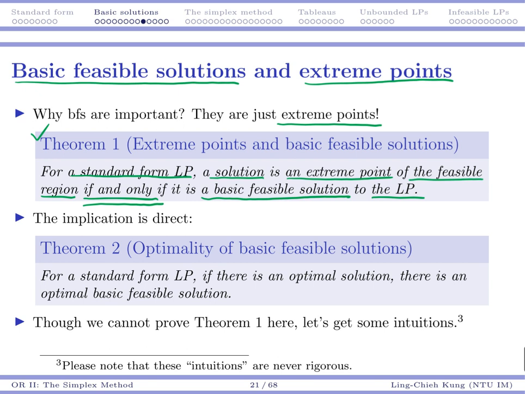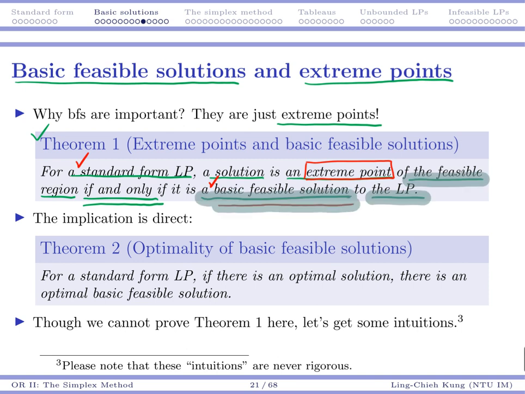So what's this? We are talking about standard form linear programs. For a standard form linear program, pretty much we know how to list all the basic feasible solutions. Because according to AX equals B, we are able to list all the basic solutions, and then we check non-negativity. We are able to list all the basic feasible solutions. And it turns out that they are exactly the set of extreme points of your original feasible region.